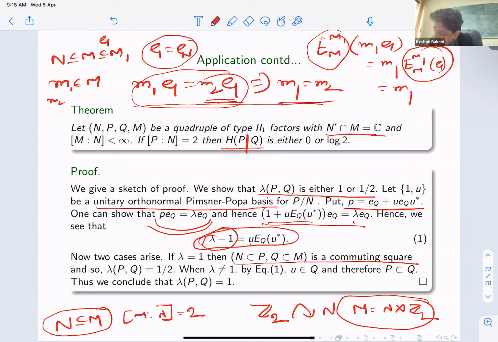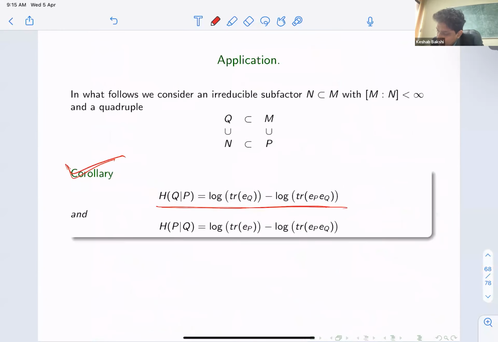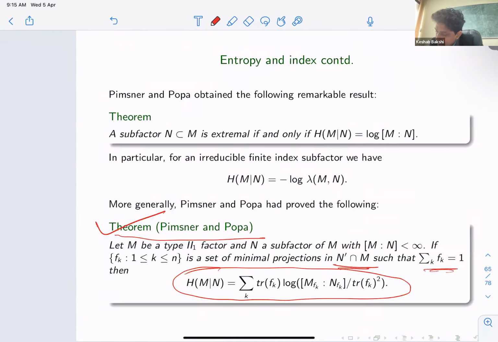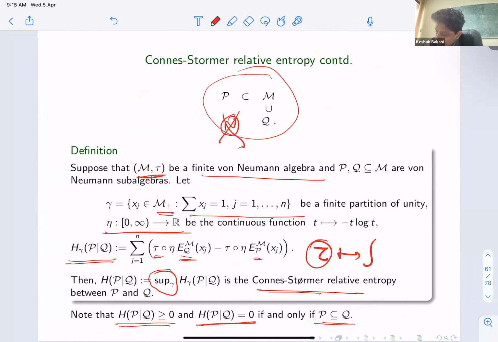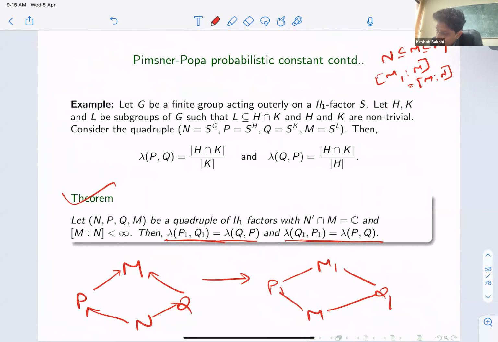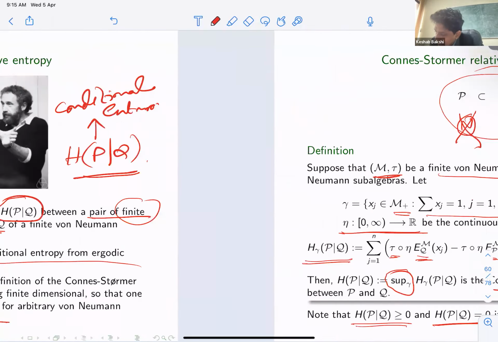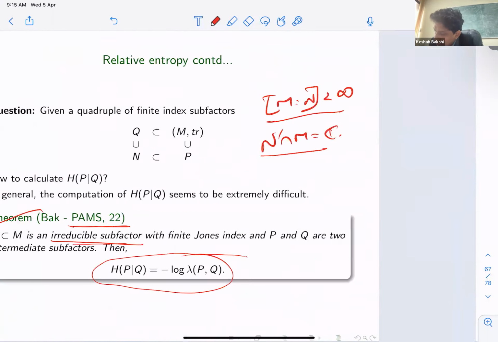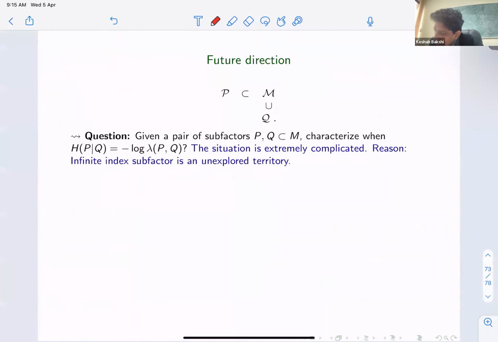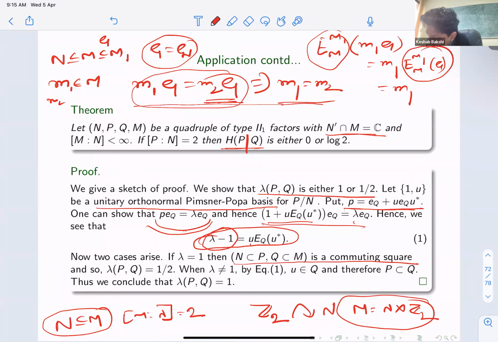If lambda is 1, then N, P, Q, M will be a commuting square. And if it is a commuting square, somewhere I have proved that lambda(P,Q) equals the inverse of the index [P:N]. So lambda(P,Q) is 1 by [P:N]. So use that. If lambda is 1, sorry for the confusion. One second. Yeah. So if lambda equals 1, it will be a commuting square. So lambda(P,Q) will be 1 by [P:N], and the index [P:N] is 2. So lambda(P,Q) will be half.